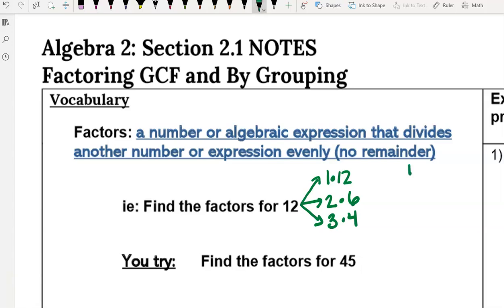Sometimes, if you guys remember, we factor like this, right? Factors of 12 could be like this: 2 times 6. And then we break that down again as 2 times 3. These are called prime factors, which we will learn in a little bit. So find the factors of 12. We can have 1 and 12, 2 and 6, and 3 and 4. So factors, a number or an algebraic expression that divides another number or expression evenly. That means no remainder, okay?